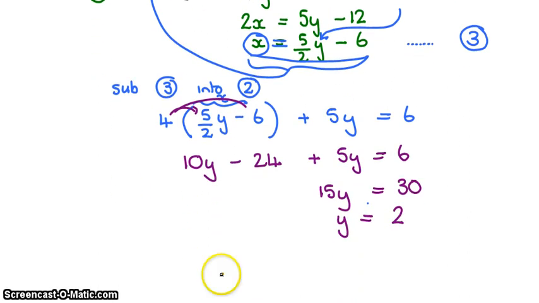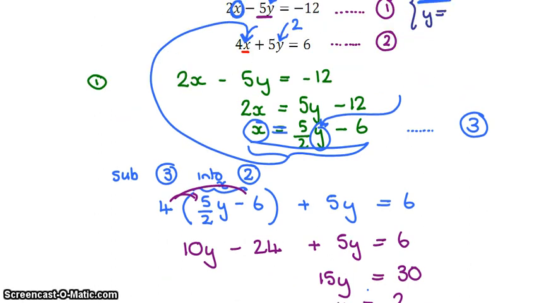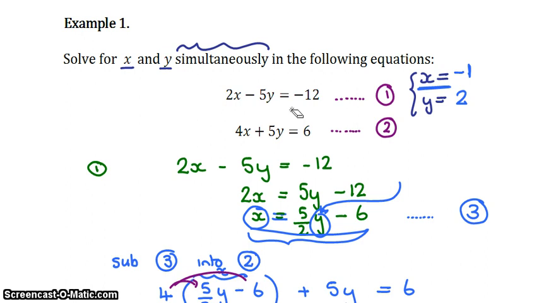I'm going to use equation 3 because equation 3 said x was 5 over 2 times y, which is 2, minus 6. So x must be, 2 goes into itself once, so 5 minus 6 is minus 1. Now what does this mean? This means if you use x is equal to minus 1 and y is equal to 2, those x and y values will work in both of these equations.